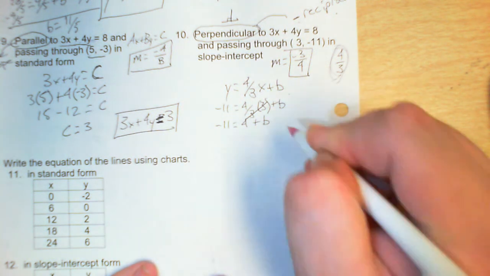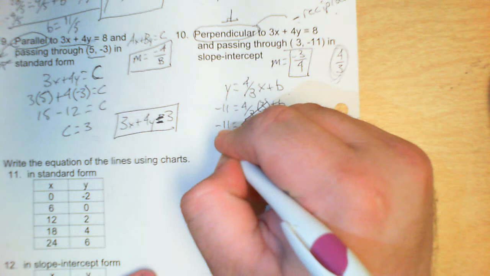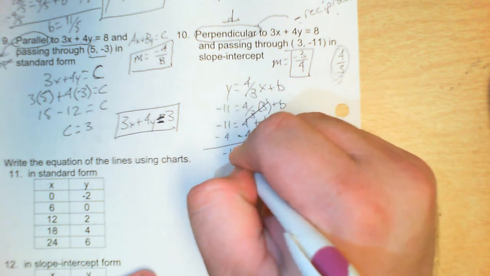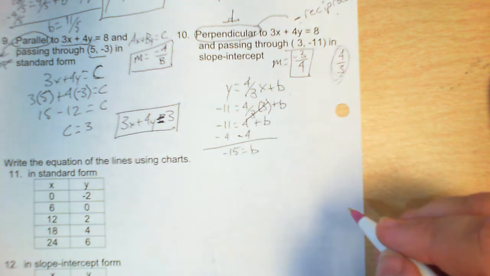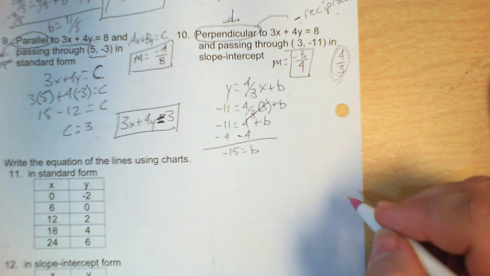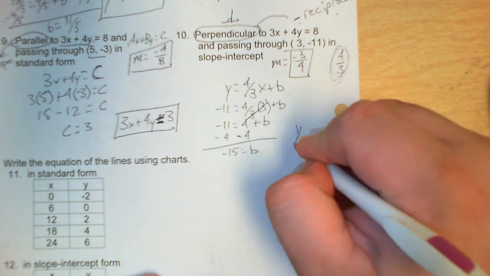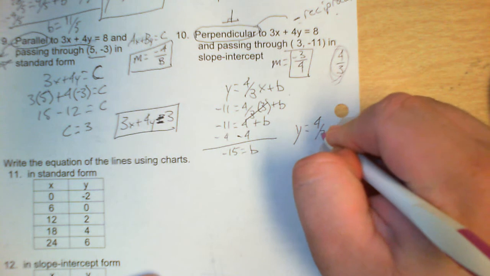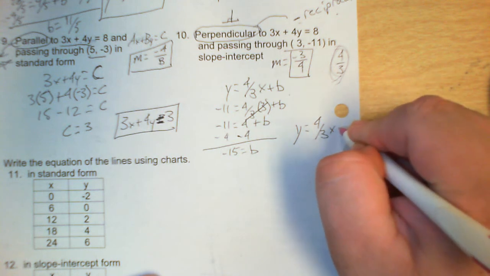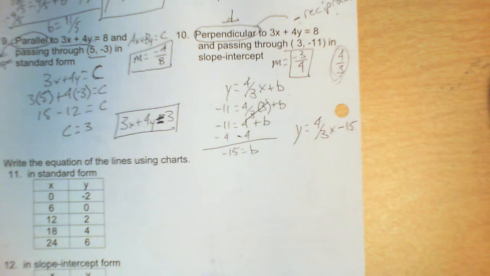Okay. All right. Subtract away my 4. b equals negative 15. Okay. So my slope-intercept form is y equals 4/3 x minus 15. So keep in mind, the thing that I have just taught you here: parallel lines have the same slope. Perpendicular lines have opposite reciprocal slopes. Does that make sense? Want to make sure we all get that.